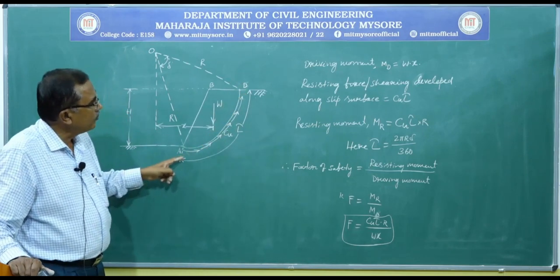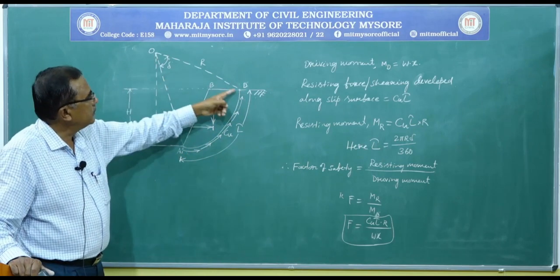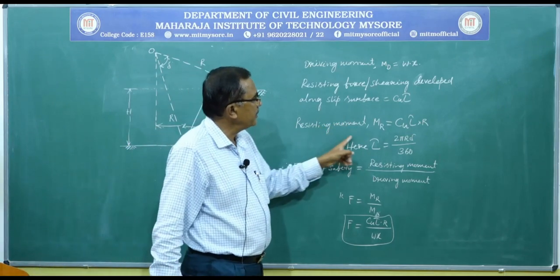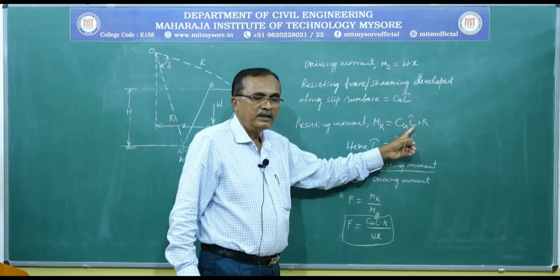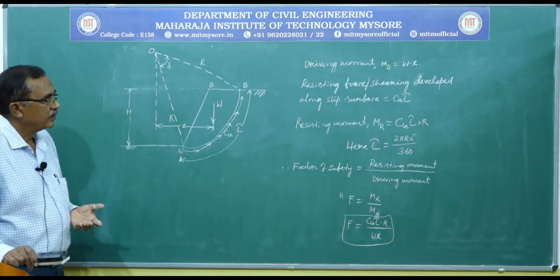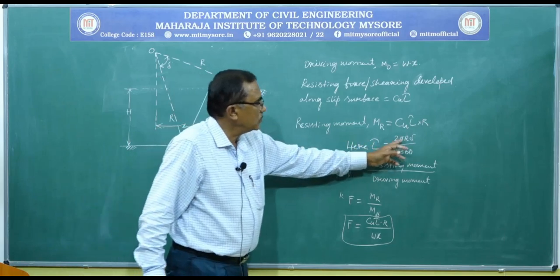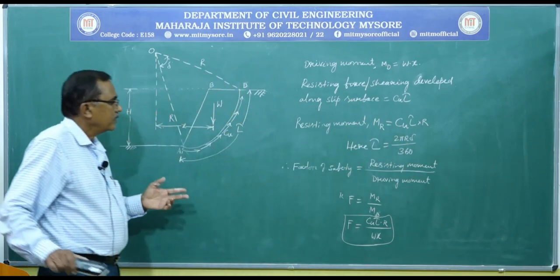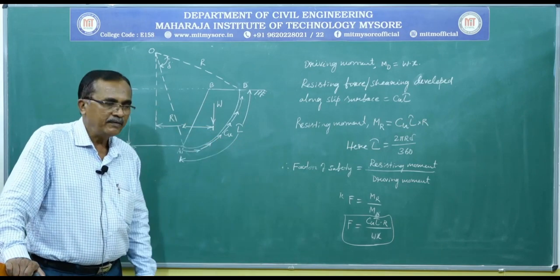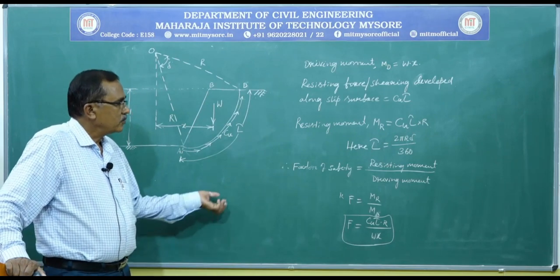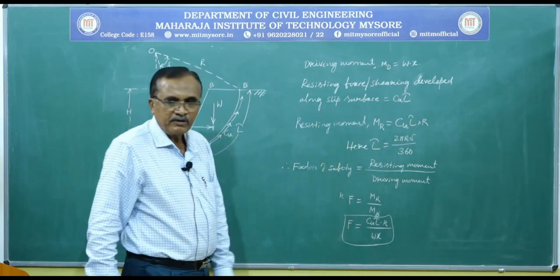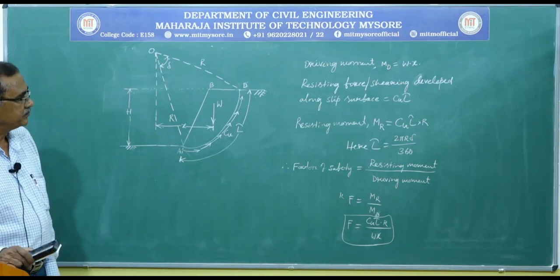Knowing the resisting force and the radial distance, we can easily obtain the resisting moment. Therefore, resisting moment MR is equal to Cu into L arc, the resisting force, multiplied by the perpendicular distance. Here L arc is equal to 2 pi R delta divided by 360 degrees. Next, factor of safety against sliding is equal to resisting moment divided by driving moment. So we obtained the expression: Cu L arc into R divided by W into X. This is the expression for the factor of safety.